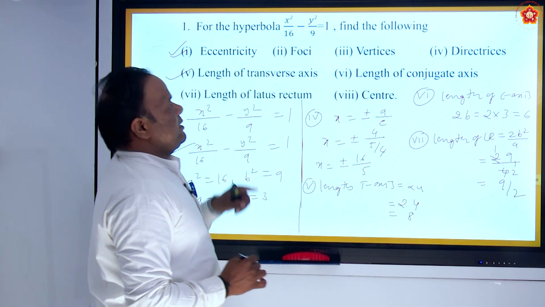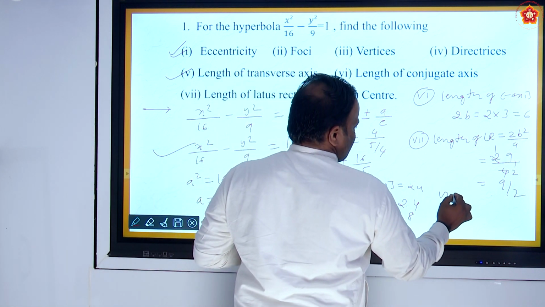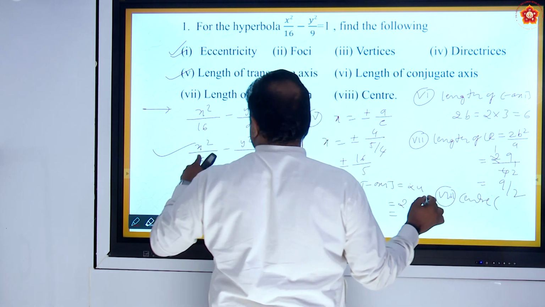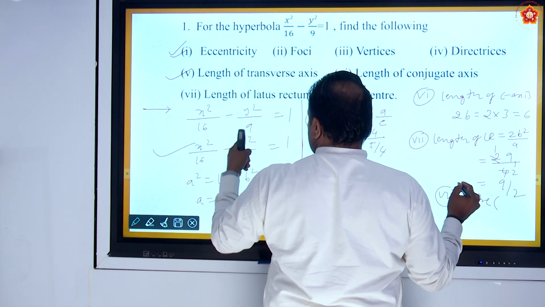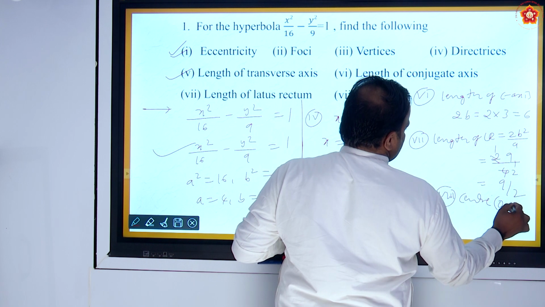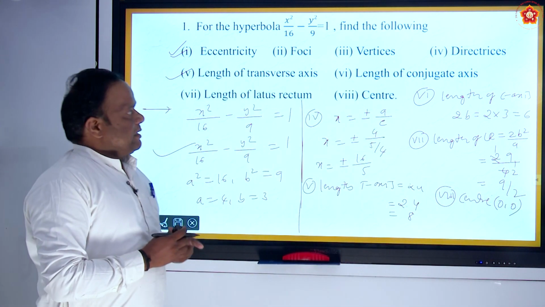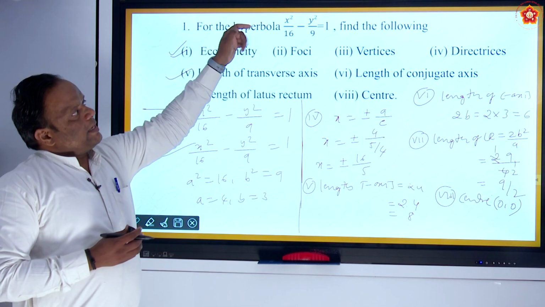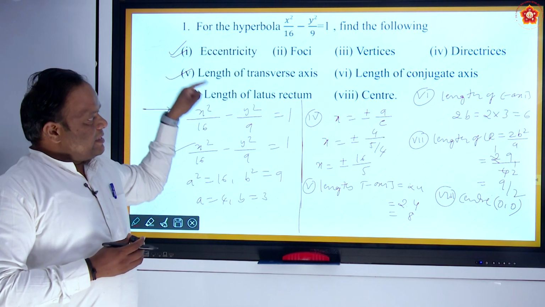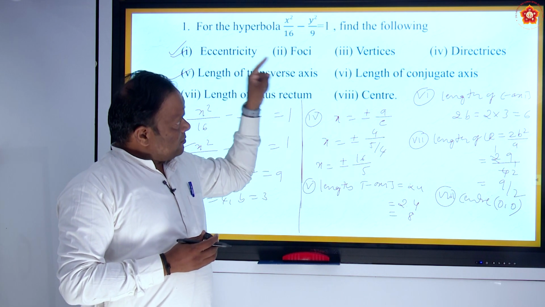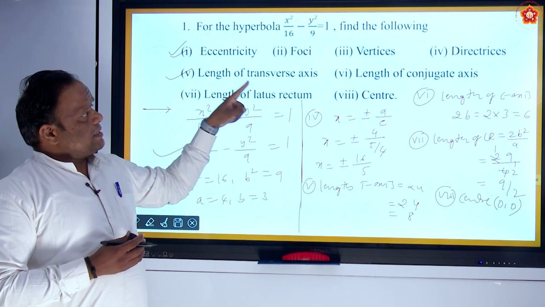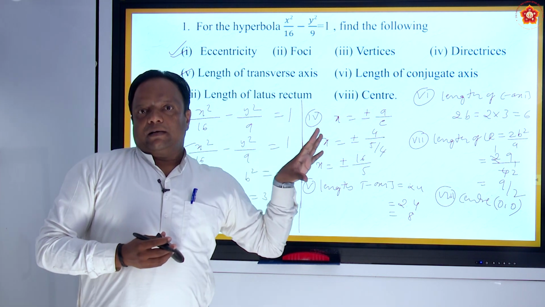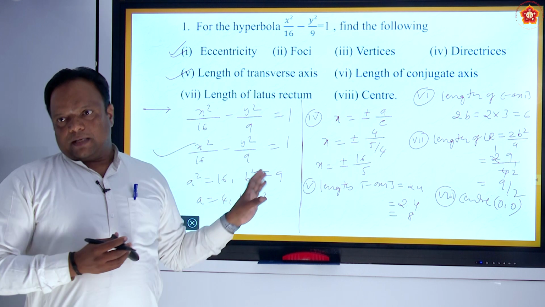So next, center. Clearly the center of this hyperbola is the origin, because this is the standard equation of hyperbola in the form x square by a square minus y square by b square equal to 1. The center is the origin, meaning 0 comma 0. These are the answers for the hyperbola x square by 16 minus y square by 9 equal to 1. So clearly eccentricity is 5 by 4, and foci, vertices, directrix, length of transverse axis, length of conjugate axis, length of latus rectum and center are the answers for the given hyperbola.